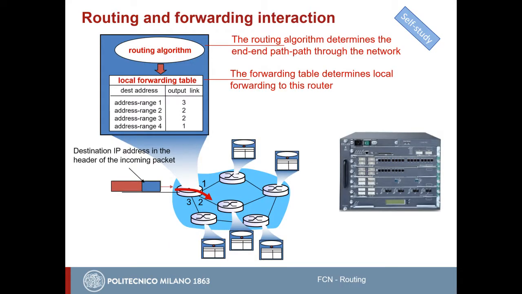So the routing algorithm determines the end-to-end path calculation that is then used to write the entries into local forwarding tables. And then once the local forwarding tables have a specific entry, the forwarding mechanism takes place in each node that is crossed by the packet.